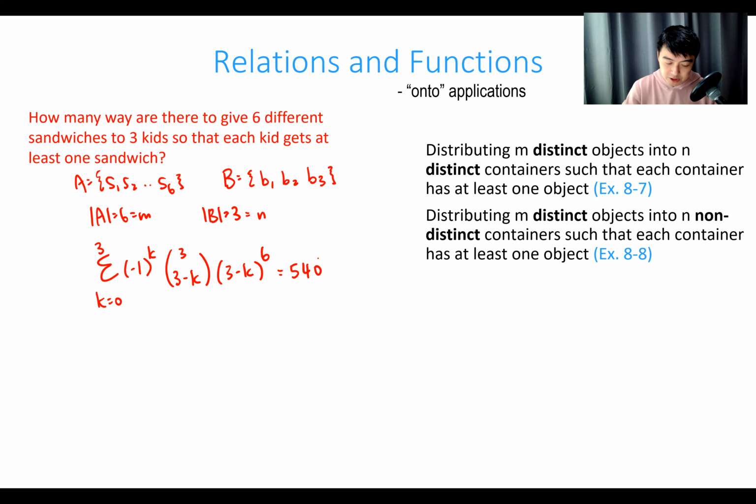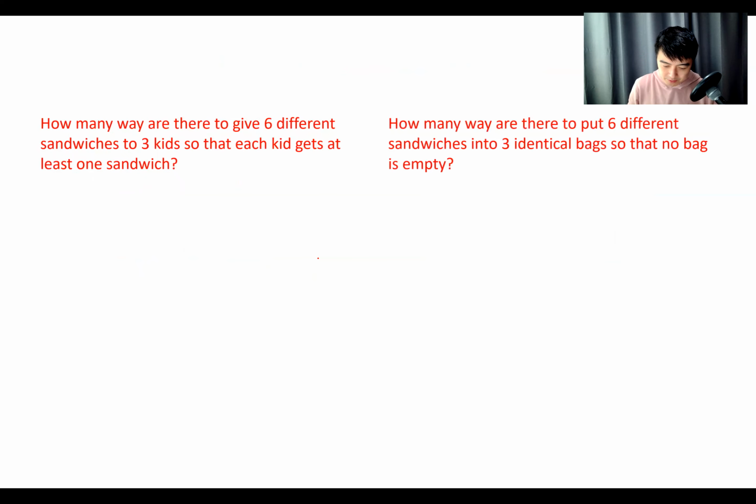So take a look at this question that we just did. We have 6 different sandwiches given to 3 different kids so that each container has at least one object that's in there, right? But let's change this question a little bit. How many ways are there to put 6 different sandwiches into 3 identical bags so that no bag is empty? Okay, so now we just changed the output a little bit. So they're no longer kids, right? So remember we had 540 as an answer here, right? So they're no longer different kids, they're actually identical bags.